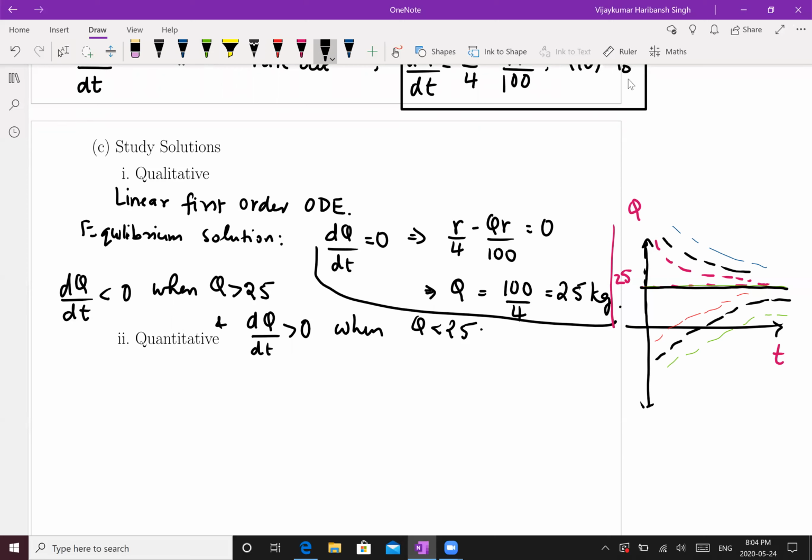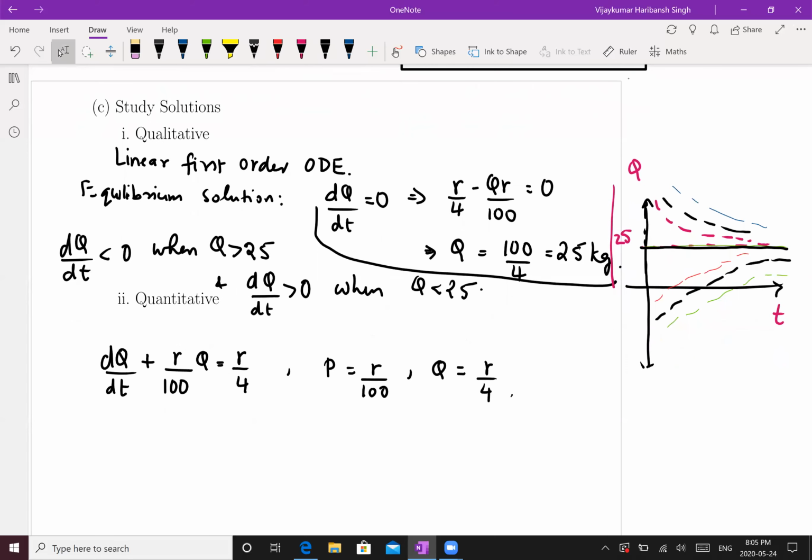Now it's a first order linear differential equation, so we can solve it. What method will we use for a first order linear differential equation? We have developed the method of integrating factors. So let me write down the differential equation again: dQ by dt plus R by 100 Q equals R by 4. This is the standard form. So your p is R by 100, and your q is R by 4.